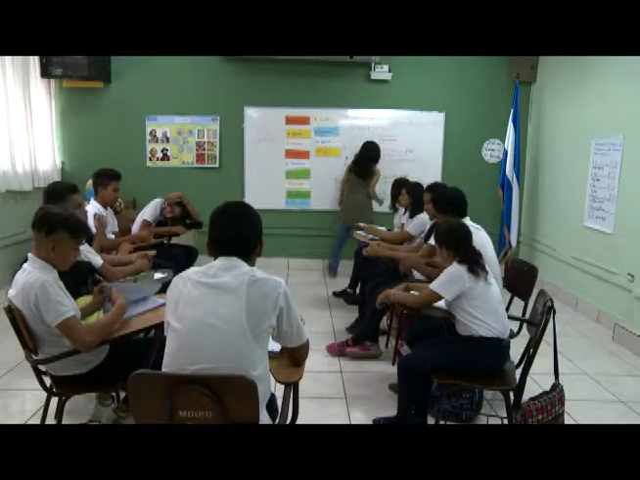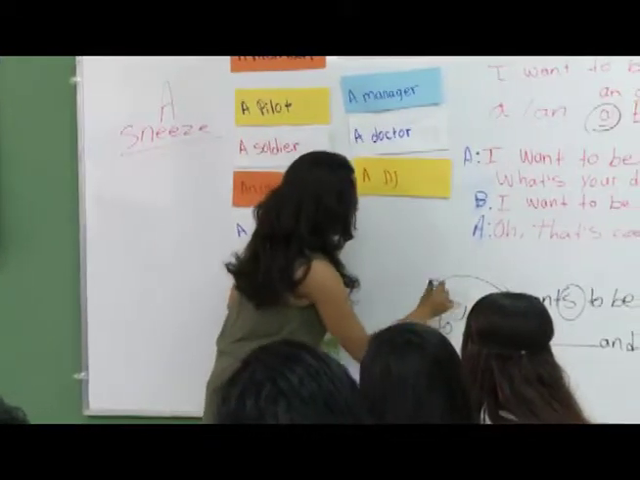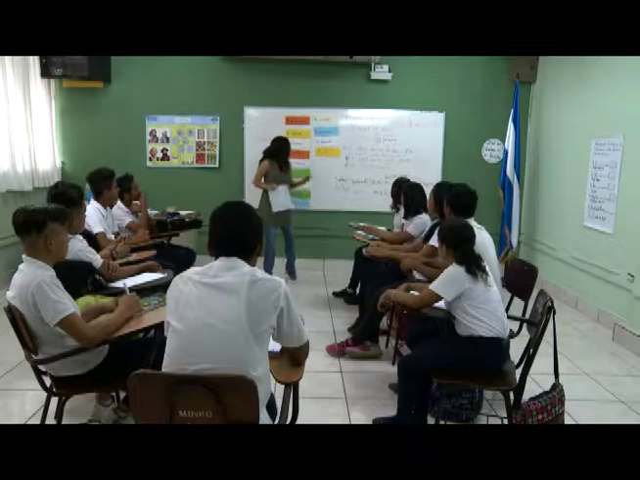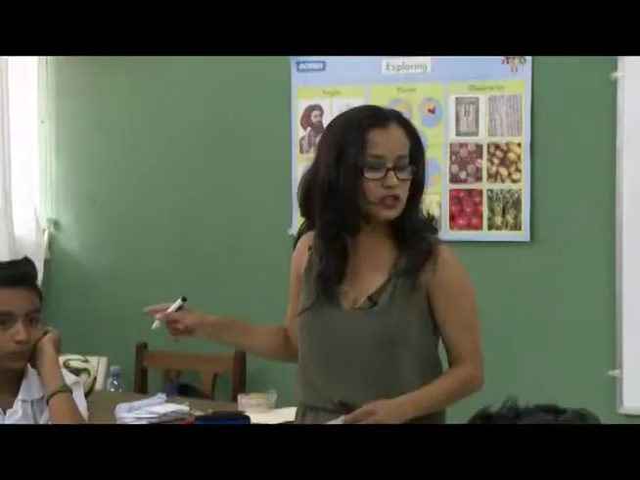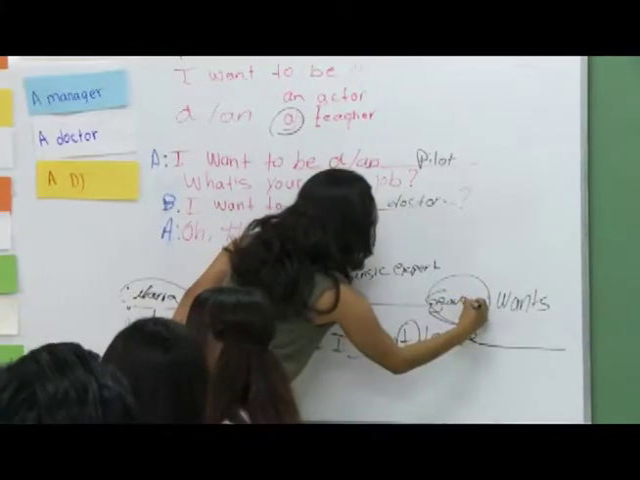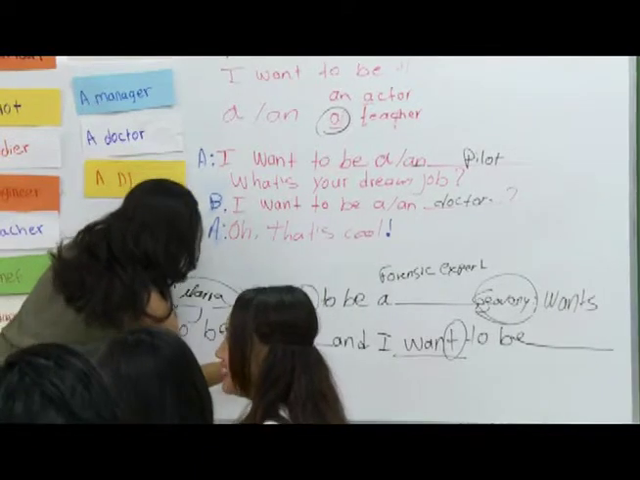Médica forense. Ajá. So you see? In this case, we change these to Maria. Maria wants to be a forensic expert. Very good. And what about Giovanni? What does he want to do? What's his dream job? A manager. So in this case we say Giovanni wants to be a manager.